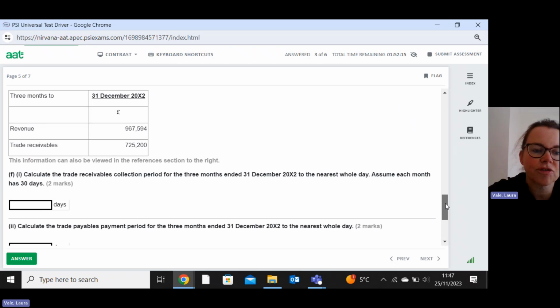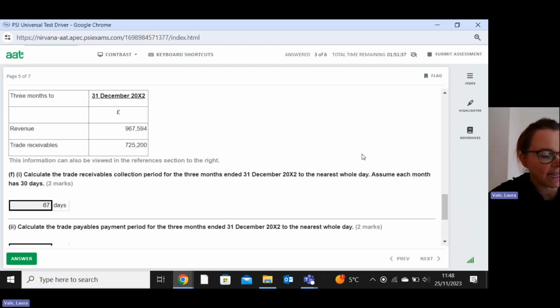So calculate the trade receivable collection period for the 3 months to the nearest whole day. Assume each month has 30 days. So 3 months will be obviously then 90 days if we assume this. We know that's not technically true, but never mind. So trade receivables collection period, we do the trade receivables divide by the revenue. So just knowing that formula and then timesing it by 90 days because it's for the 3 months and not a whole year. So that gives us 67 days.